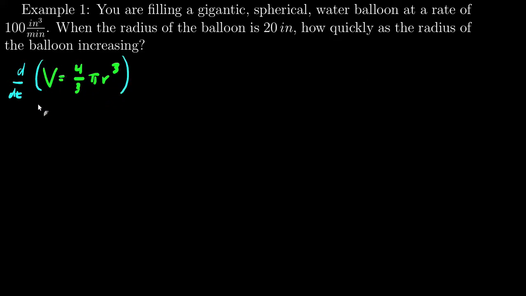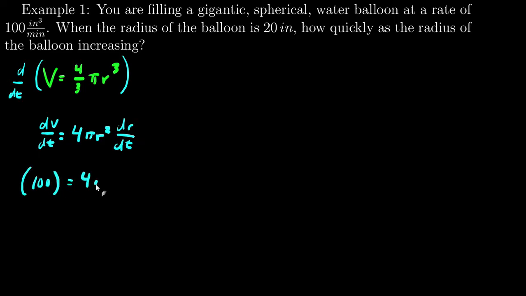So the derivative of V with respect to t is just dV/dt. The derivative of 4/3 pi r cubed, well, I bring the 3 out and multiply it. 3 times 4/3 is 4. I'm left with pi r squared. And since I'm taking the derivative of this r with respect to t, I need to use chain rule, and I still have a dr/dt. At this point, I can plug everything in. So I'm filling the balloon at a rate of 100 cubic inches per minute. So it's increasing at that rate. That is dV/dt.